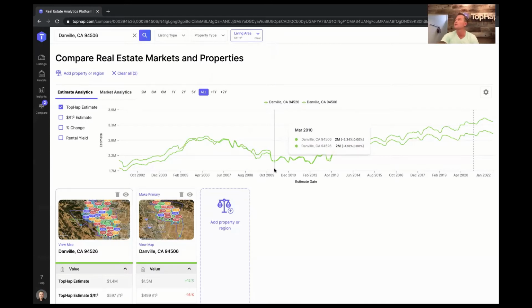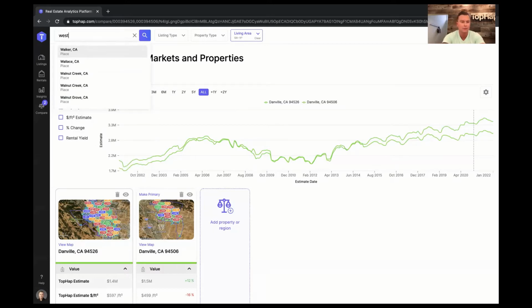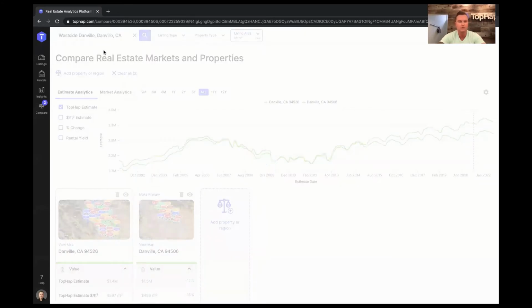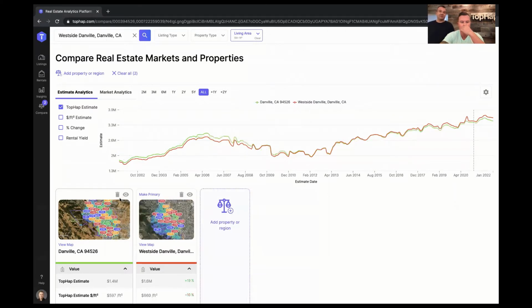Just one more thing. Did you show how you can compare neighborhoods? Yeah, well, we did two zip codes. But okay, yeah, why don't we do a neighborhood? Let's do a neighborhood in Danville as well. So we have a neighborhood in the West Side Danville. And that's the real beauty, is that you can compare really any kind of region, whether it's a neighborhood or a school zone or a city or a zip, and you can compare them all to each other.